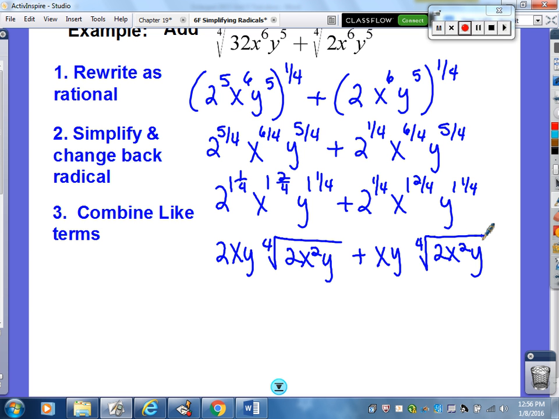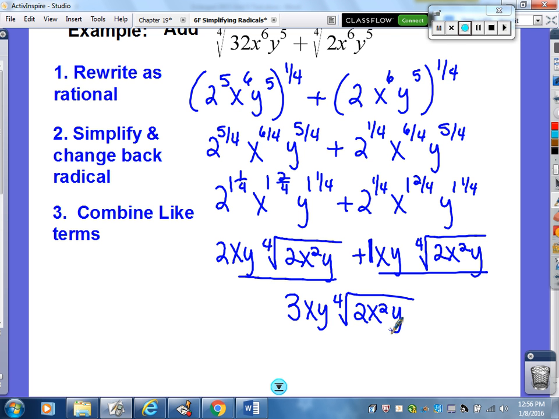So in order to be able to add like terms, the radical and exponent part and variable part has to be the same. Since these are the same, we're going to keep that. This is a coefficient of 1. So our final answer is 3xy times the 4th root of 2x squared y.